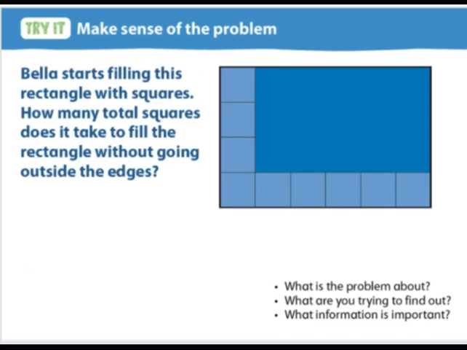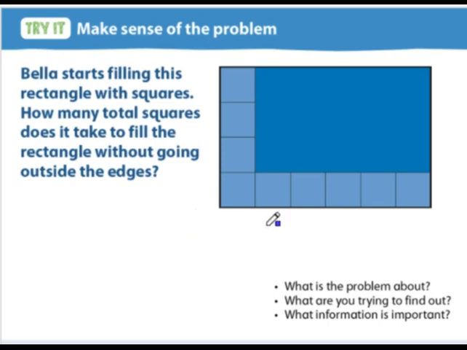Here's our problem today. Bella starts filling this rectangle with squares. How many total squares does it take to fill the rectangle without going outside the edges? Let's think about what our problem's about. What are we trying to find out? And what information is important? I see we have this rectangle drawn over here too. That's cool. Let's look at the problem again. Bella starts filling this rectangle with squares. How many total squares does it take to fill the rectangle without going outside the edges?